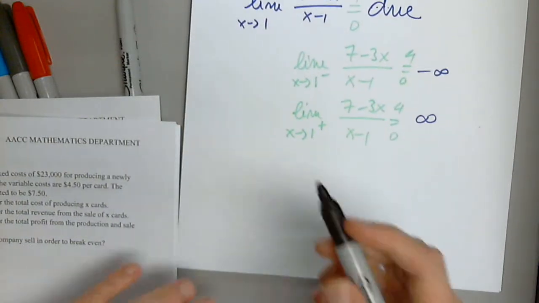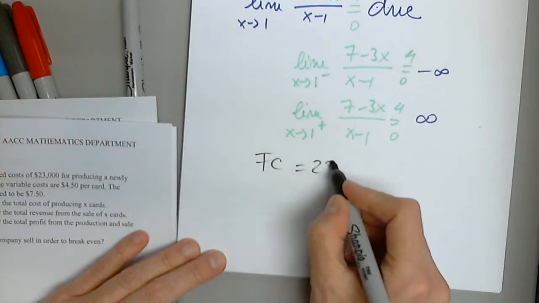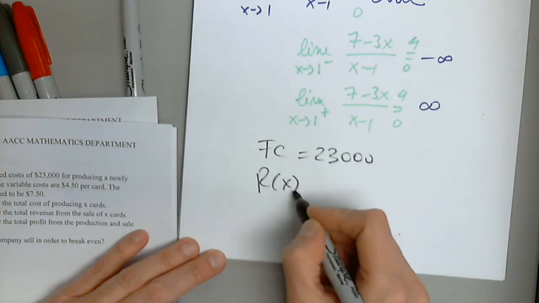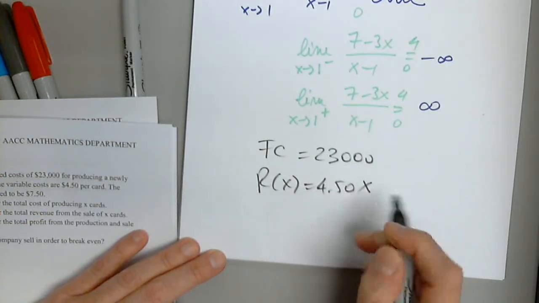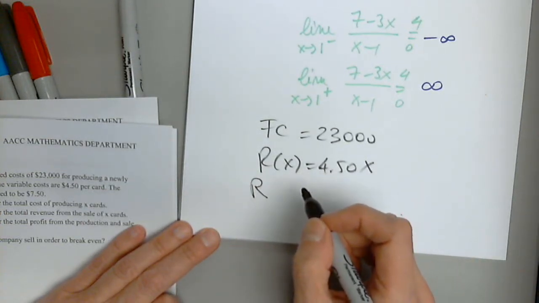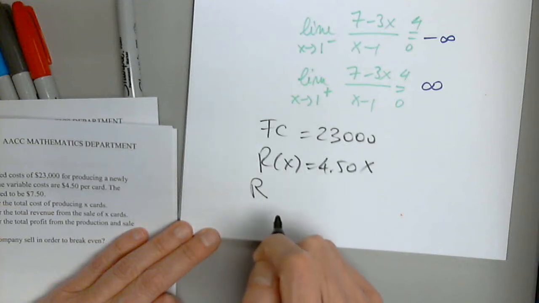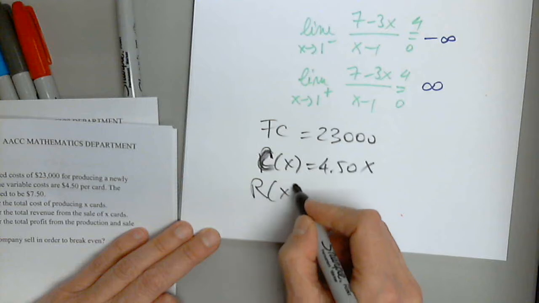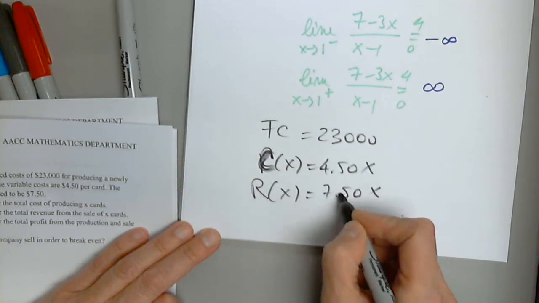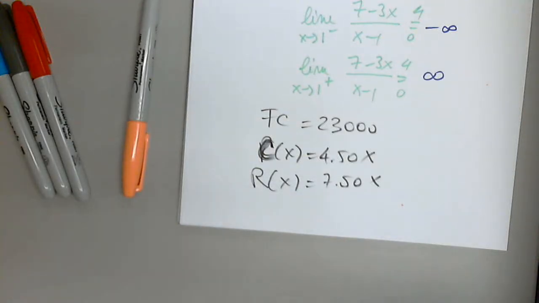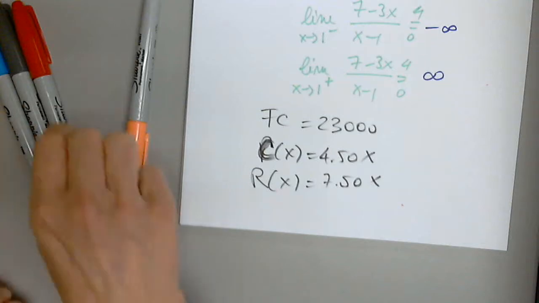So fixed costs, 23,000. Variable costs, 4.5 times x. Revenue. That's revenue. Variable cost, I'm sorry. Revenue is 7.5 times x, and they want us to find the cost function, the revenue and the profit, and the break-even point.